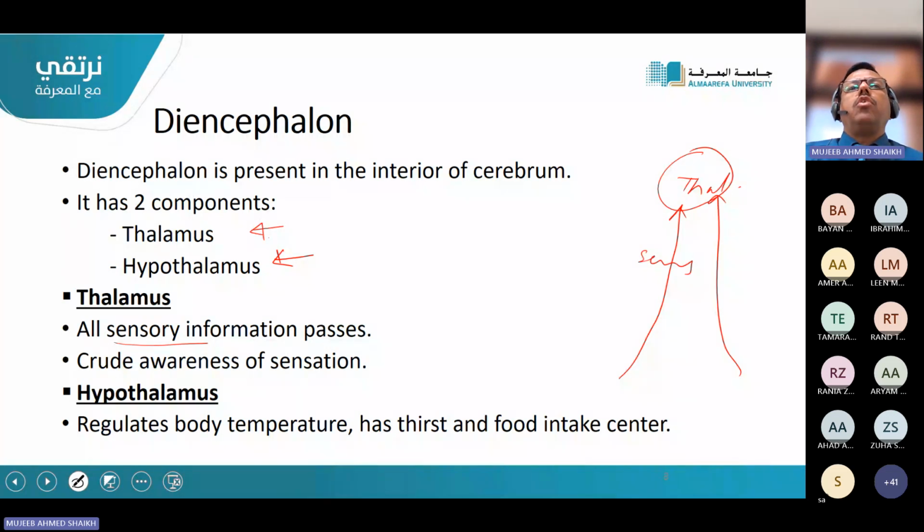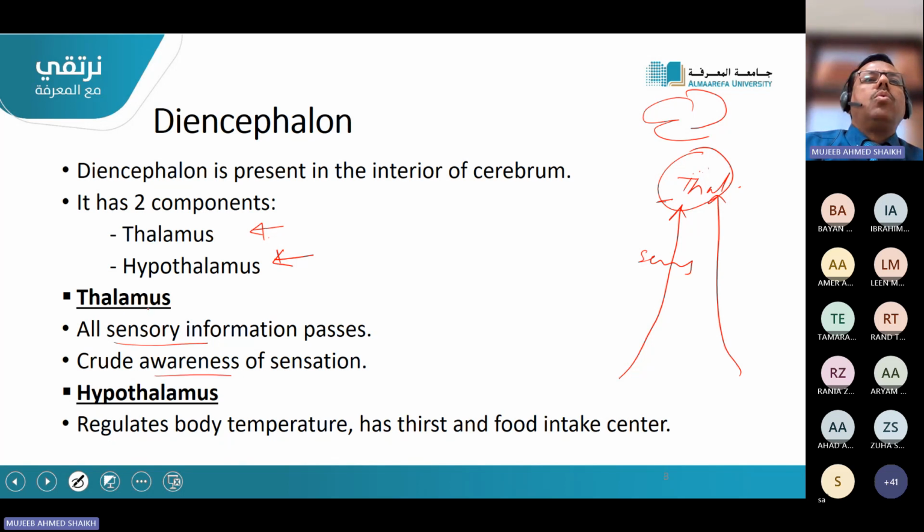So all sensory information. What sensory information? Touch, pain, temperature, joint position, joint sense. All these are the information. Touch sensation, pain sensation, position of the joint sensation. All this information is supplied to the brain through the spinal cord, and it passes through an area we call the thalamus, and it is regulating these sensations.